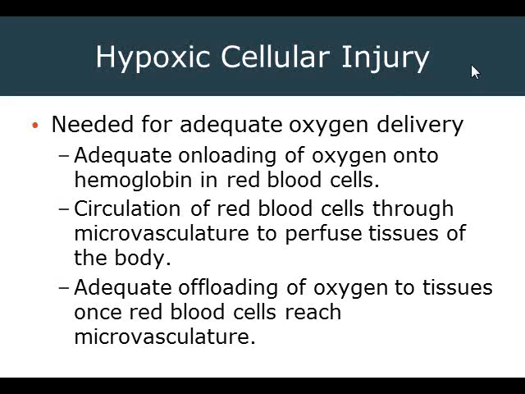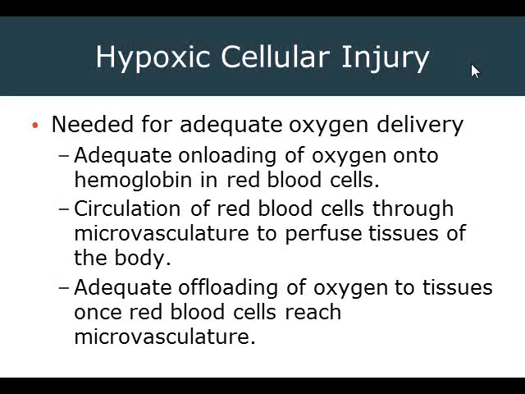Okay, so what do we need for adequate oxygen delivery? We have to have adequate onloading of oxygen onto the hemoglobin in the red blood cells. Well, that sounds simple enough, but you have to think a little more in depth about that. How does that happen? Well, you have to have the ability to move oxygen in and out of your body. You have to have membranes that are capable of allowing the oxygen to move across.